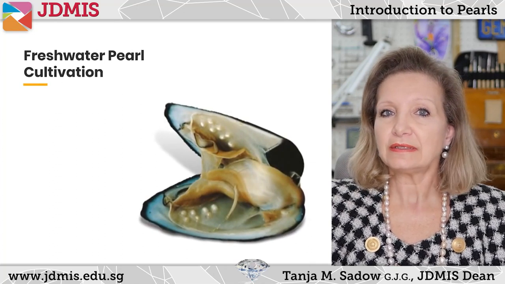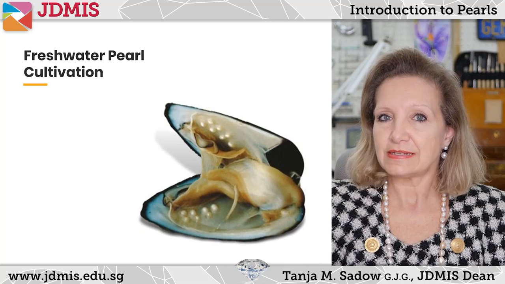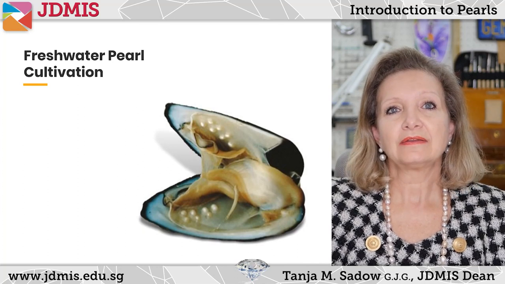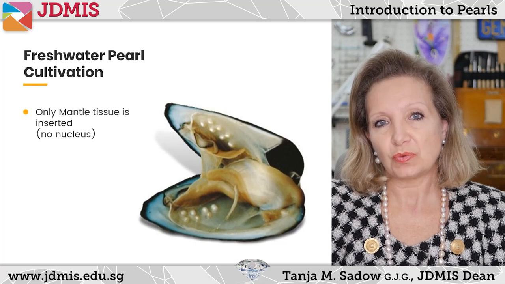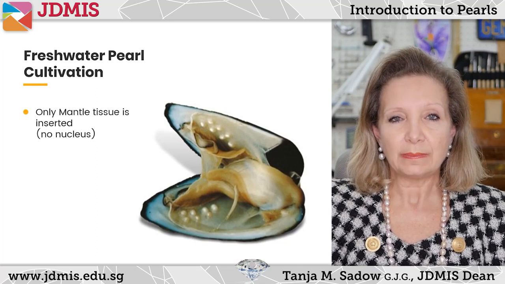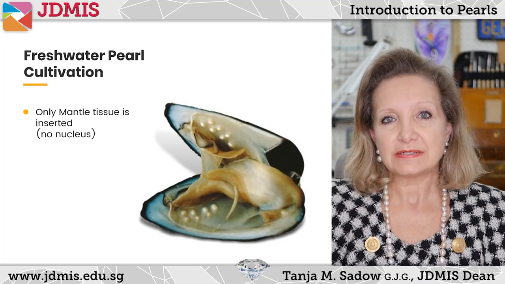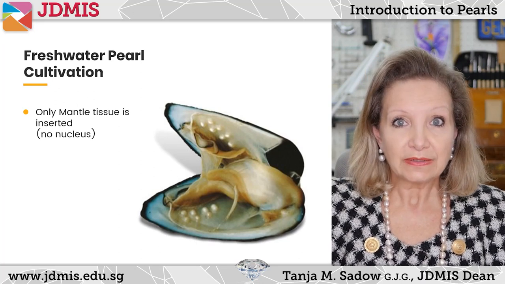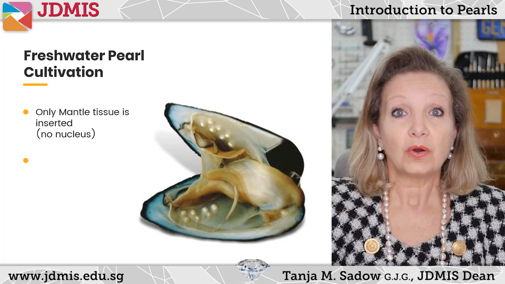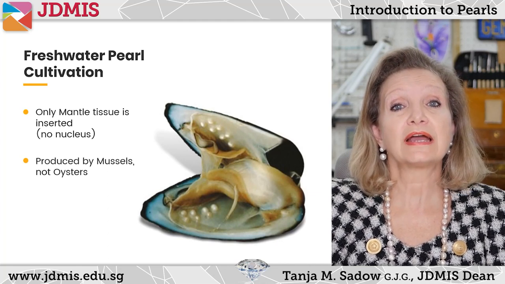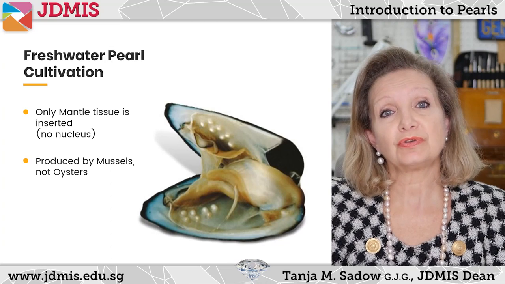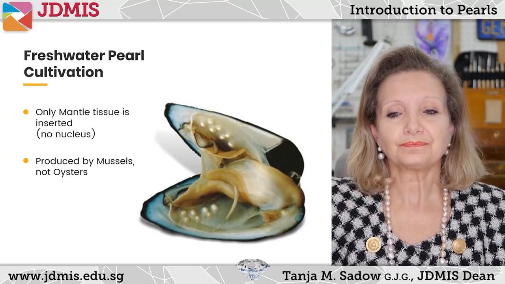The system is a little bit different. It's not exactly the same. And the culturing is not done with the pig-toe clam for freshwater pearls. It's just done with a mantle tissue from the mussels. So here's another big difference. We said that the oysters usually produce the saltwater varieties of pearls, and the mussels usually produce the freshwater pearls.